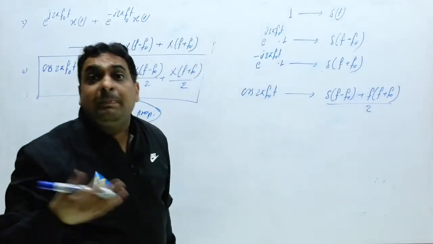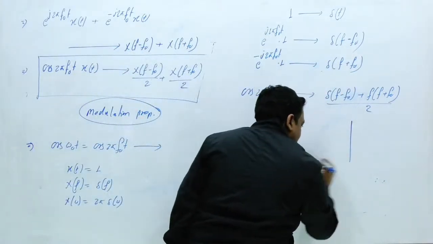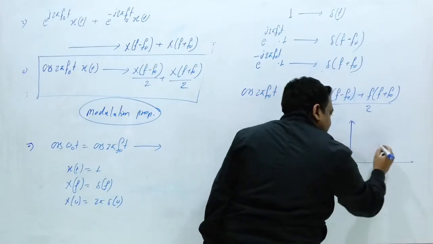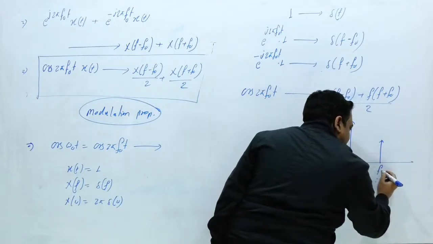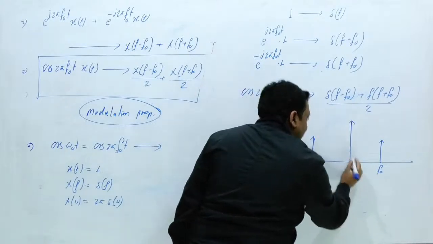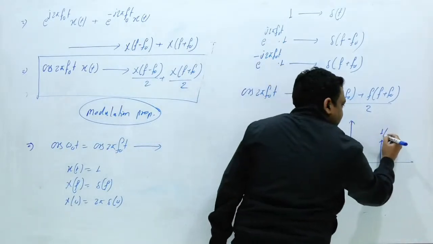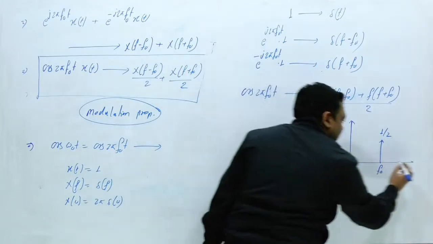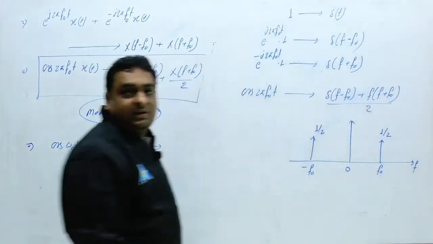What will this spectrum be? You will get the spectrum like this. Here you will get one impulse at f0 and here you will get one impulse at minus f0. And what will be the amplitude? 1 by 2. This is 1 by 2 and this is 1 by 2. This is frequency f. This will be the answer.